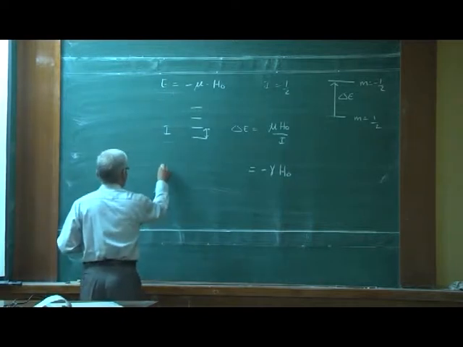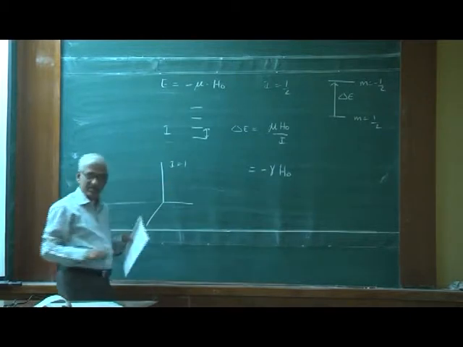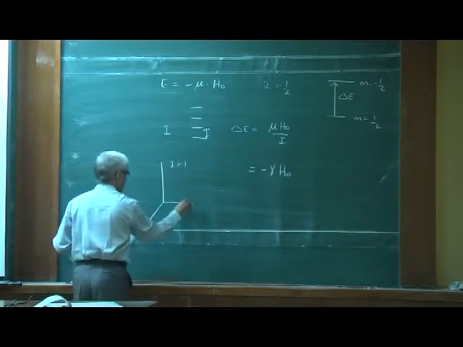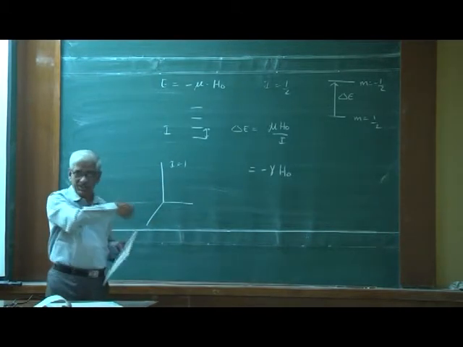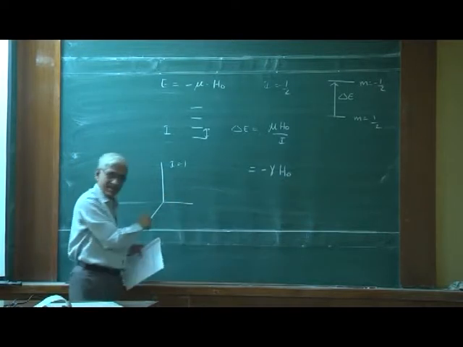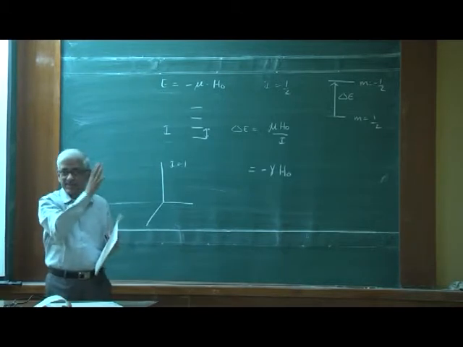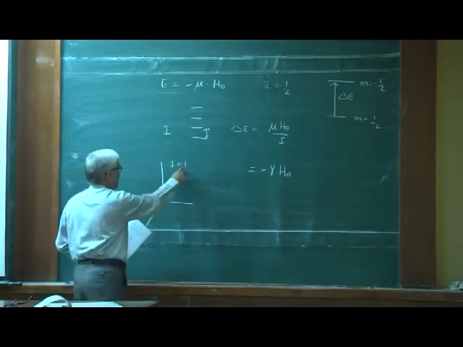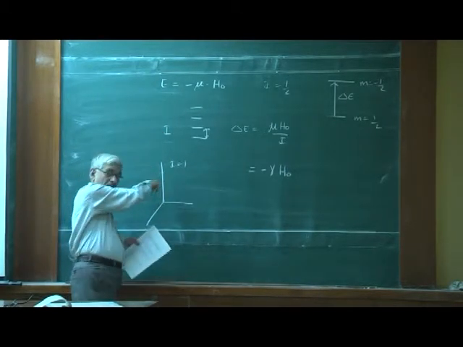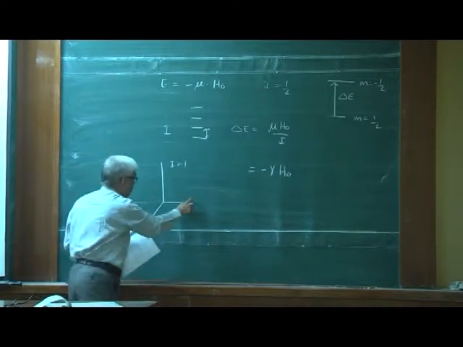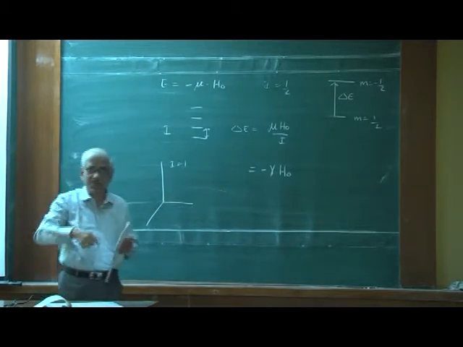So if I is equal to 1, how many states are possible? m equal to 1, 0 and minus 1. The one which is parallel to the field doesn't have any precession, because it is collinear with the z-axis. Only when I is equal to 1/2 is there an angle in that manner. For I equal to 1, the two components are collinear with the z-axis, and the m equal to 0 one is orthogonal to the magnetic field direction, and that will precess.